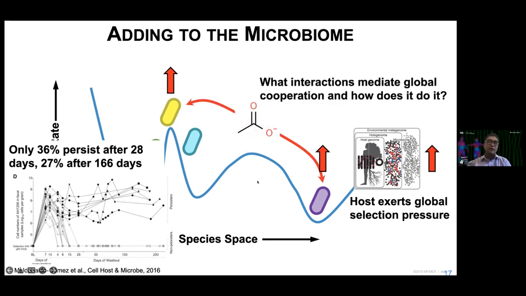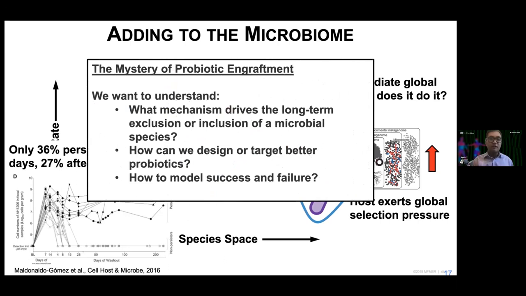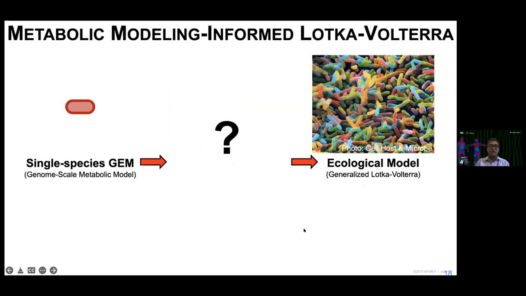And so the question I want to ask is, what interactions mediate global cooperation between microbes, and how do the microbes themselves perhaps allow different species into the gut microbiome, and how do they do it? The mystery of probiotic engraftment is really to understand what mechanism drives the long-term exclusion or inclusion of a gut microbial species, and how we can target or design better probiotics for failure and success.